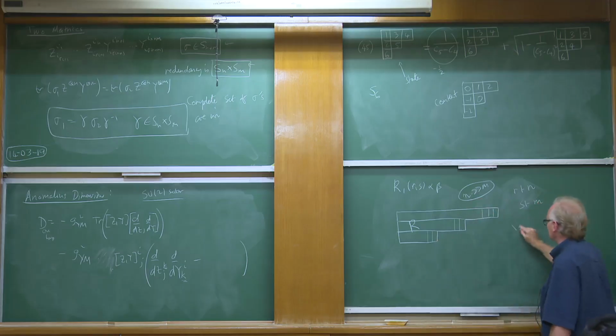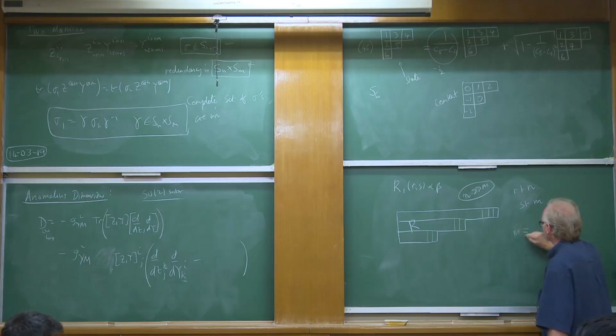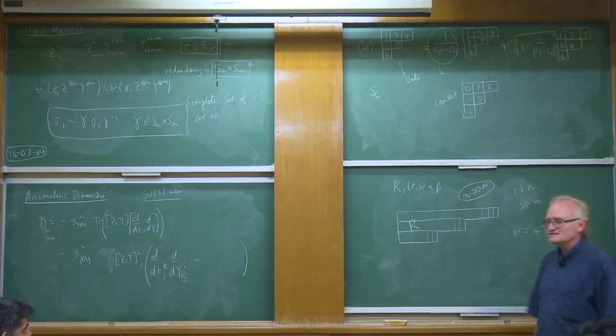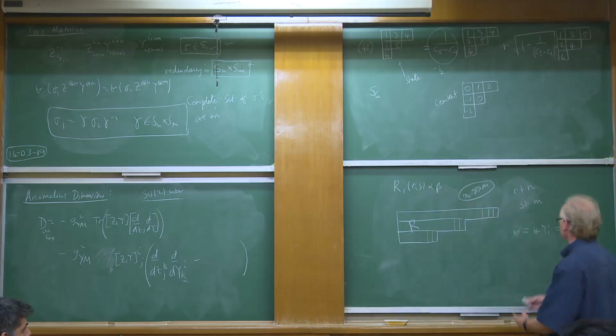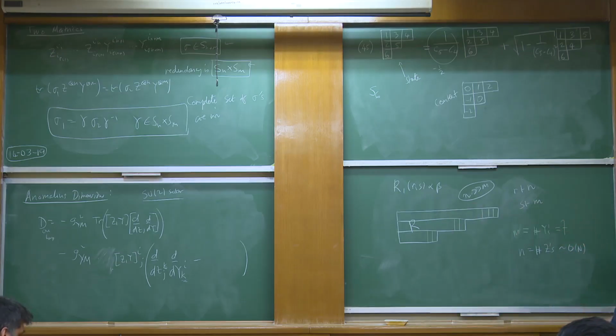So in this problem, I'm going to imagine that the number of Y's, M, is equal to 1, 2, 3, 4, 5, 6, 7. So only 7 Y's, and the number of Z's is order N, so enormous. So this is some very small perturbation of these 3 giant gravitons.